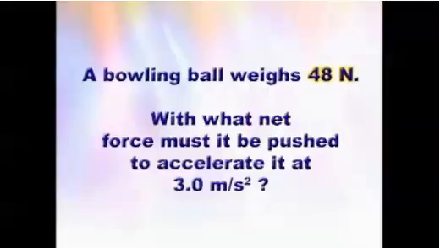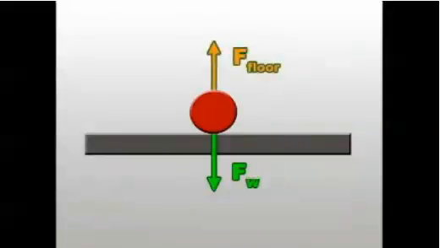Is 48 newtons the mass of the bowling ball? The newton is not a unit of mass. It's a unit of force. Let's look at the diagram of the forces acting on the ball. The weight of the ball is the force of gravity pulling the ball straight down. But the floor pushes upward on the ball, supporting it. These two forces cancel out, so there is no net force acting on the ball in a vertical direction.